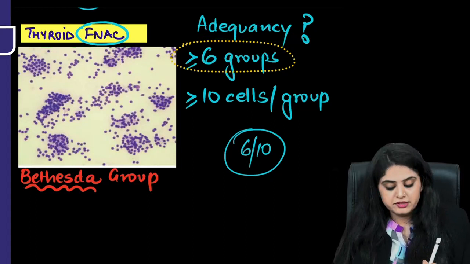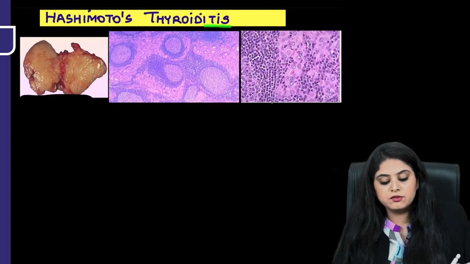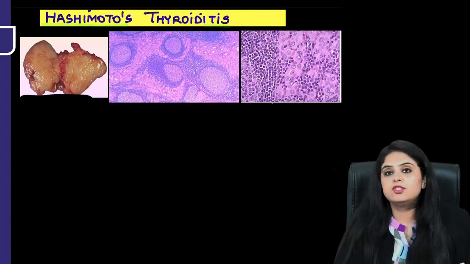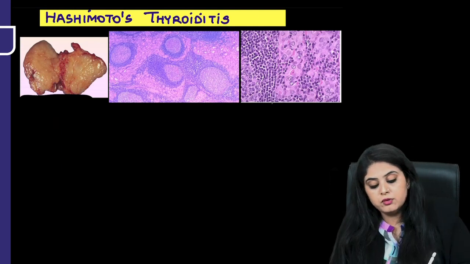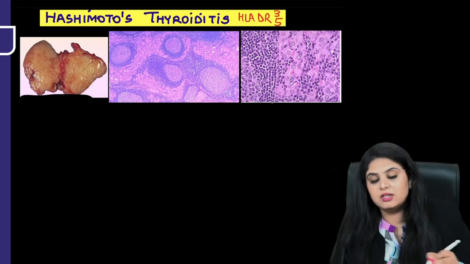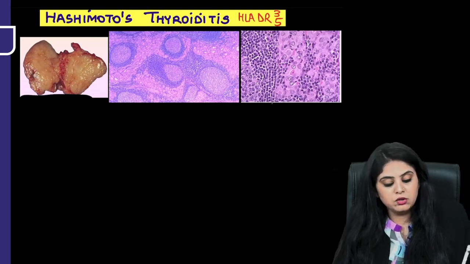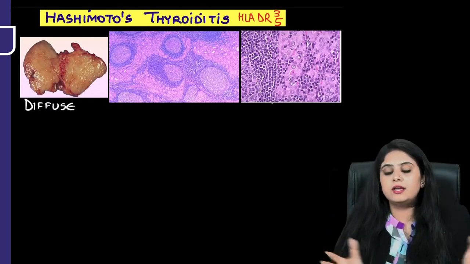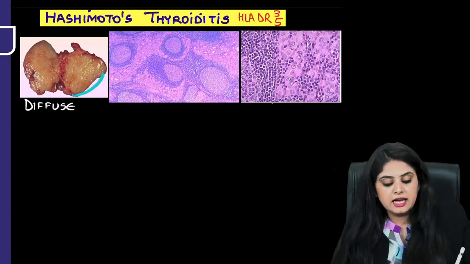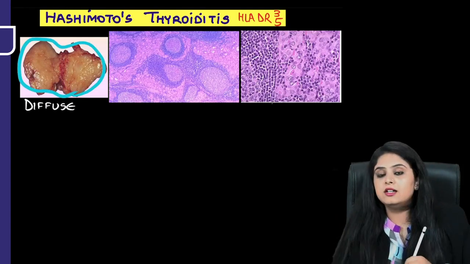Now let's start with the disease. The first one, of course, that I have to start off with is going to be Hashimoto's thyroiditis. It is an autoimmune disorder, HLA DR3, DR5. So much that we can even revise with the help of our images only, right? HLA DR3, DR5 ka association. And what you see grossly is everything of the thyroid will be enlarged. The entire thyroid is diffusely enlarged.